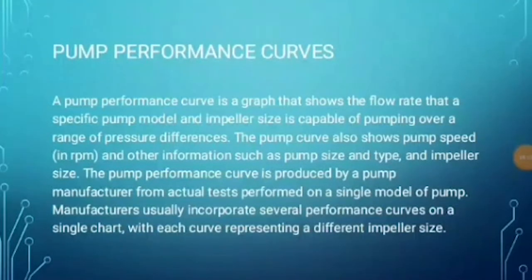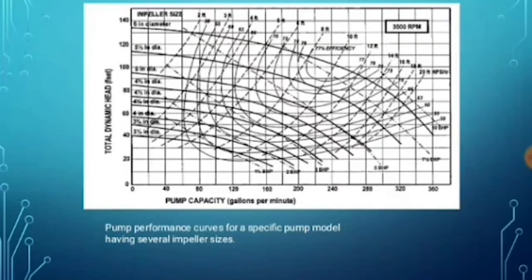Pump performance curves. A pump performance curve is a graph that shows the flow rate that a specific pump model and impeller size is capable of pumping over a range of pressure differences. The pump curve also shows pump speed in rotations per minute and other information such as pump size, type, and impeller size. The pump performance curve is produced by a pump manufacturer from actual test performance of a single model of pump. Manufacturers usually incorporate several performance curves on a single chart, with each curve representing a different impeller. Here is an example. It is a pump performance curve for a specific pump model having several impeller sizes.